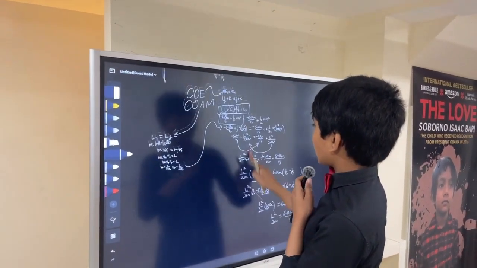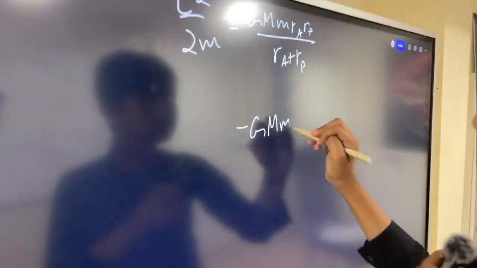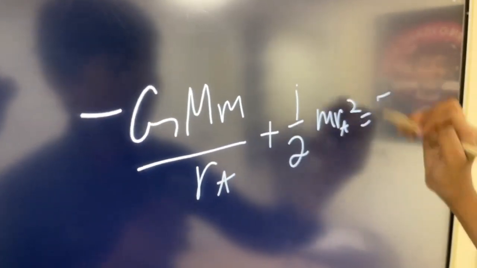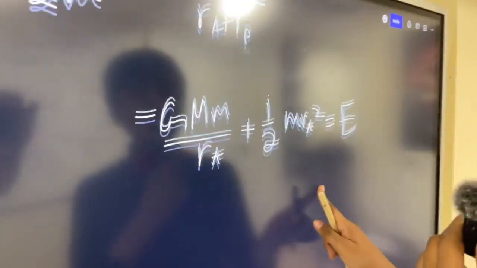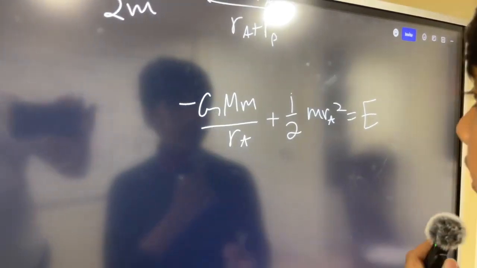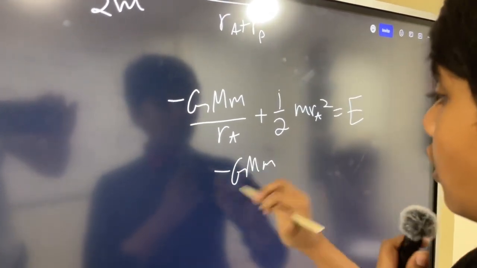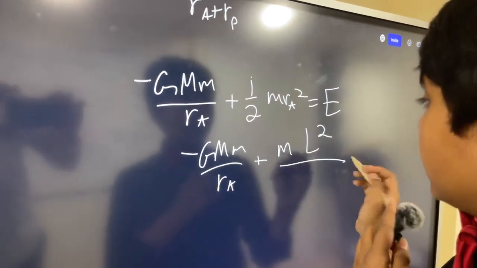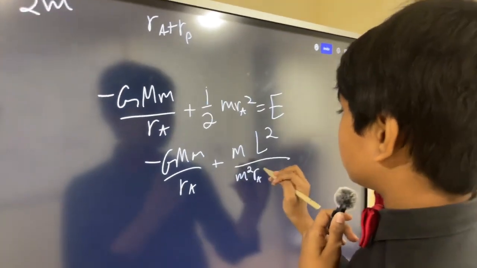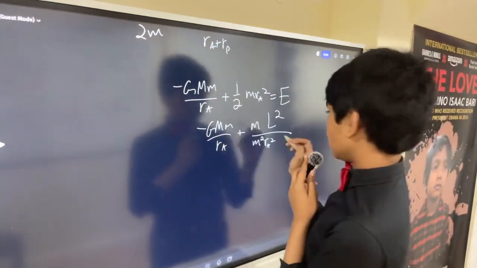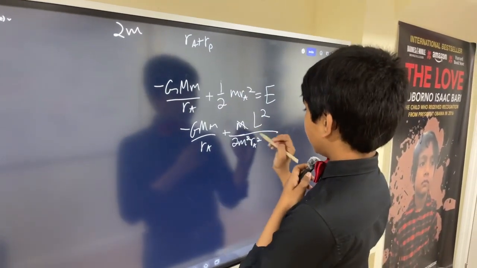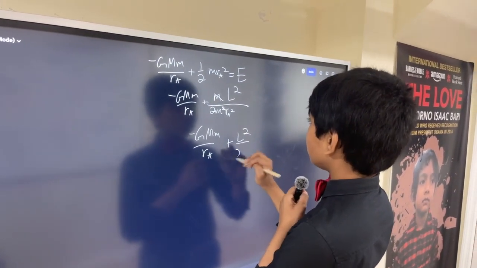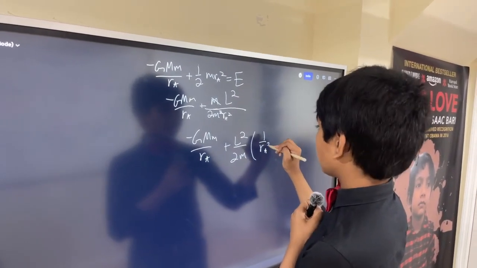Minus GMm over rA plus half m vA squared. And that's our energy, right? Alright. Now, we do the same thing that we did before with the L. We get minus GMm over rA plus m times L squared divided by m squared rA squared. And then, we have the 2 from the 1/2. We can cancel these out. And voila! We have plus L squared over 2m times 1 over rA squared.